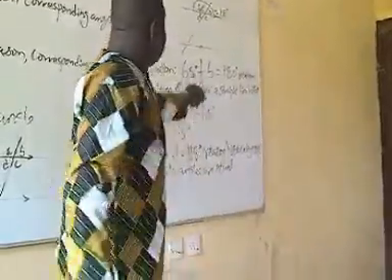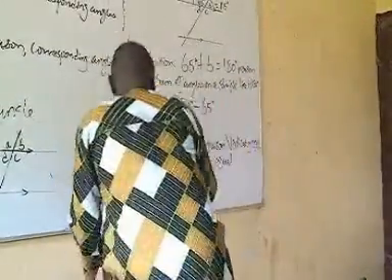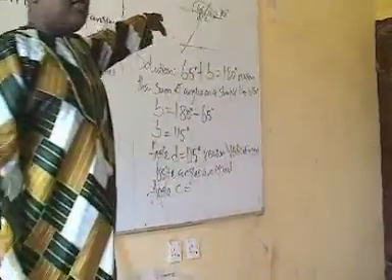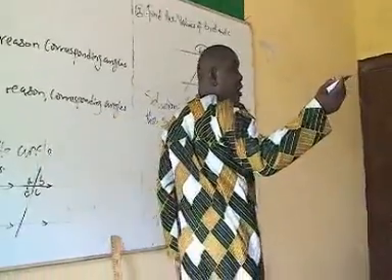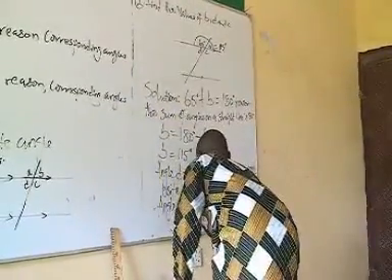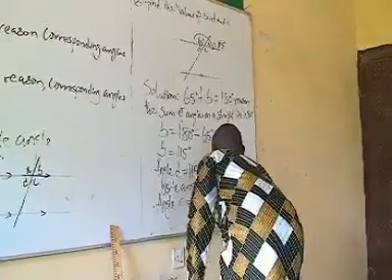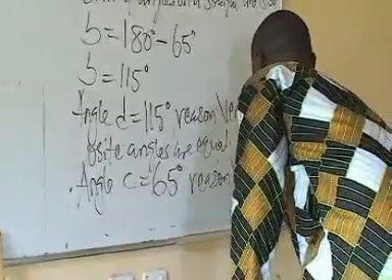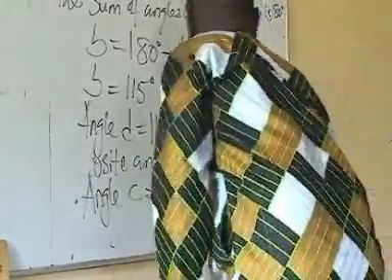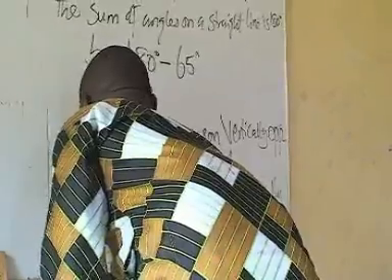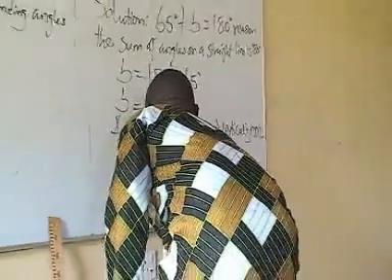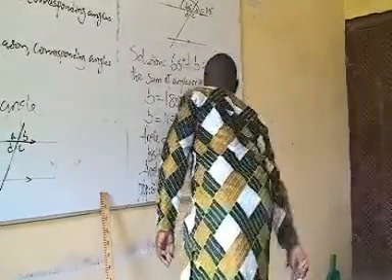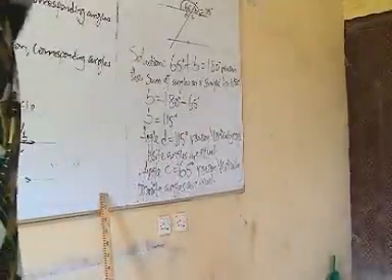Okay. It remains what? C. Angle C equals to what? 65 degrees. Reason: vertically opposite angles are equal.